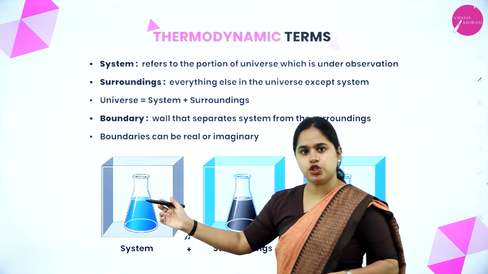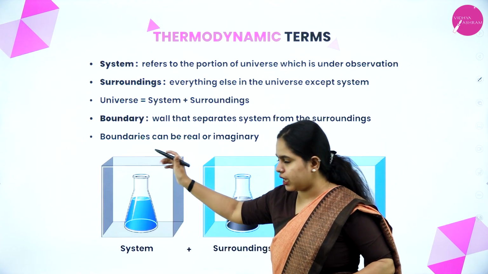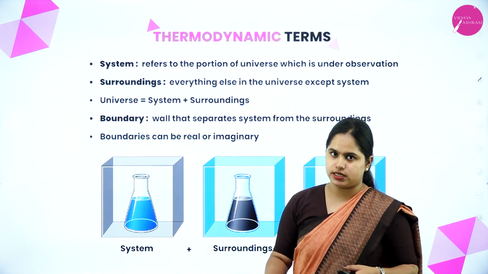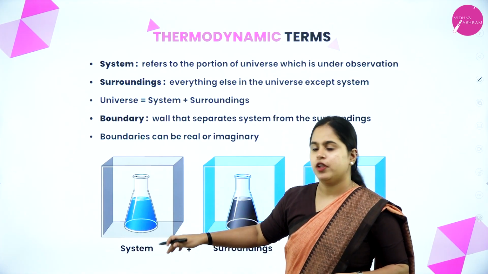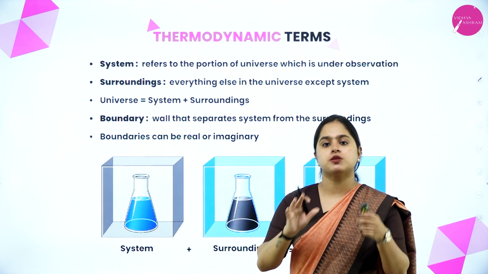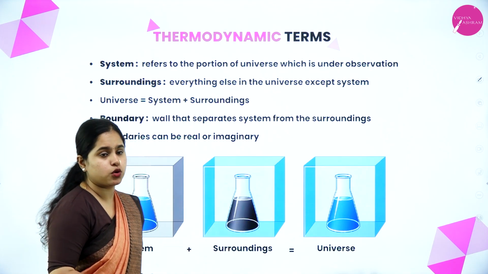There is a solution taken inside a conical flask. So this conical flask along with the solution is my system. I am observing this, so I am going to study the solution. This conical flask with the solution is my system. Now, what is the surroundings apart from this conical flask?